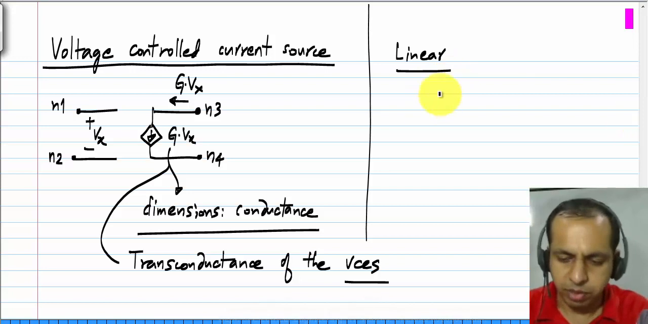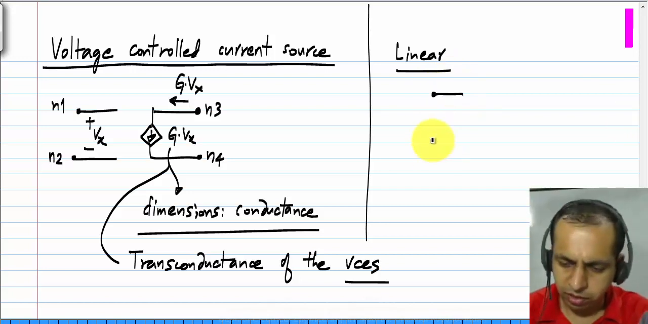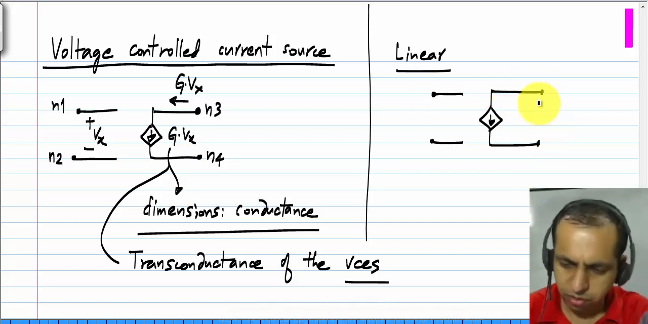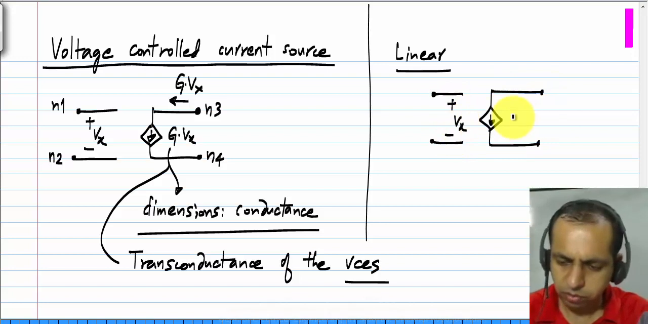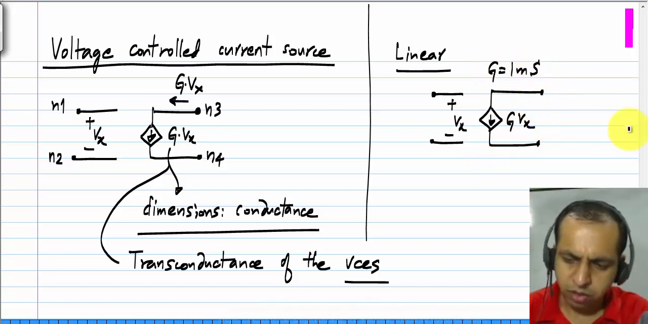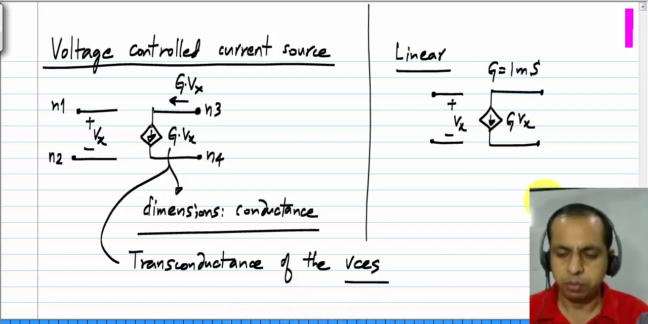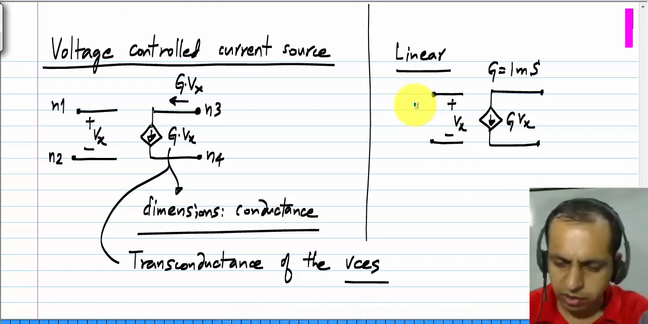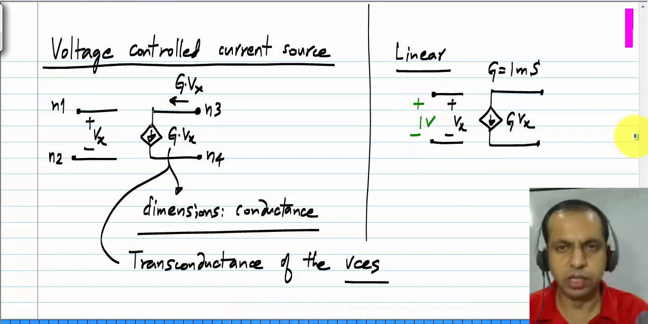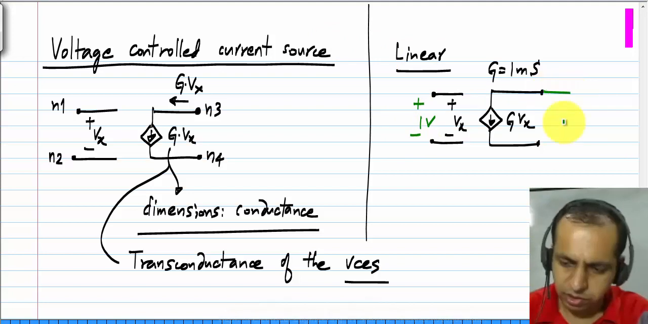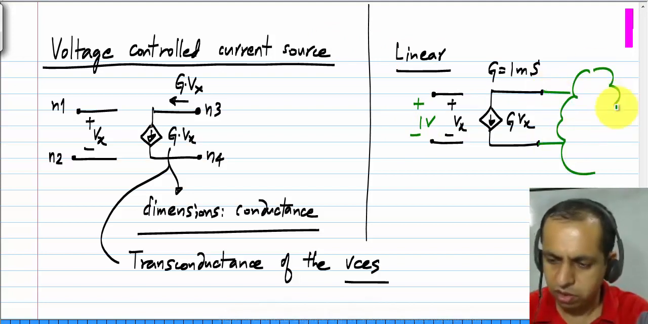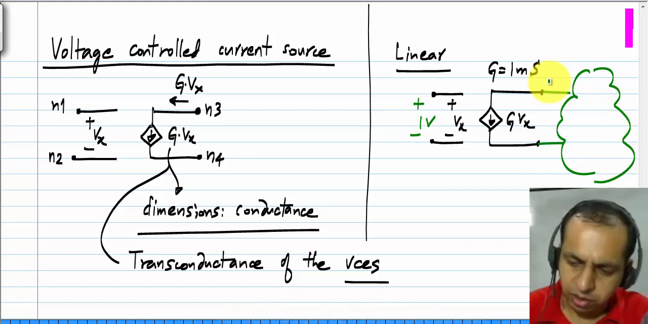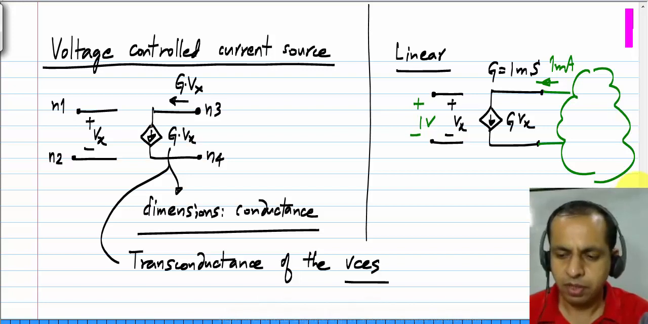Now what does this mean again? Let's say we had a voltage controlled current source, say given by G equals 1 millisiemens. It means that if I apply 1 volt on this side and let's say the other side is connected to some circuit, it causes a current of 1 milliamp to flow over there.